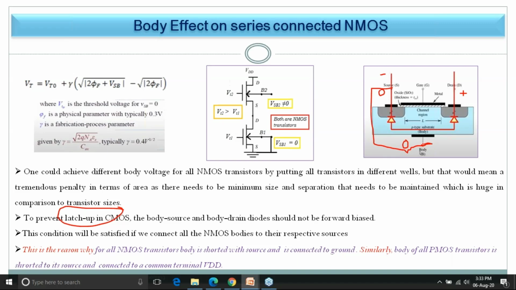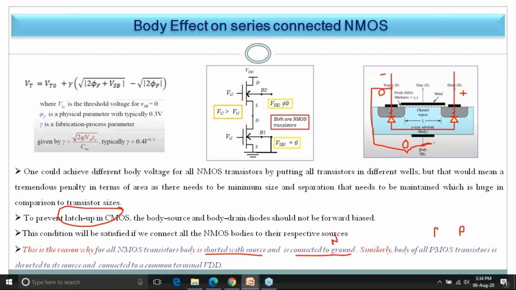Now, what you need to remember is that for an N channel device, with two N plus dopings, the body should be connected to negative. N with N means negative. For a P channel or PMOS, the body should be connected to positive, because I already told you all the notations for PMOS and NMOS are opposite. VSD in PMOS, whereas in NMOS it is VDS. So the body of NMOS should be connected to negative voltage, and the body of PMOS to positive voltage, connected to the source. This is the reason why all NMOS bodies are shorted with the source and connected to ground. Similarly, the body of a PMOS transistor is shorted to the source and connected to VDD, meaning P with positive.